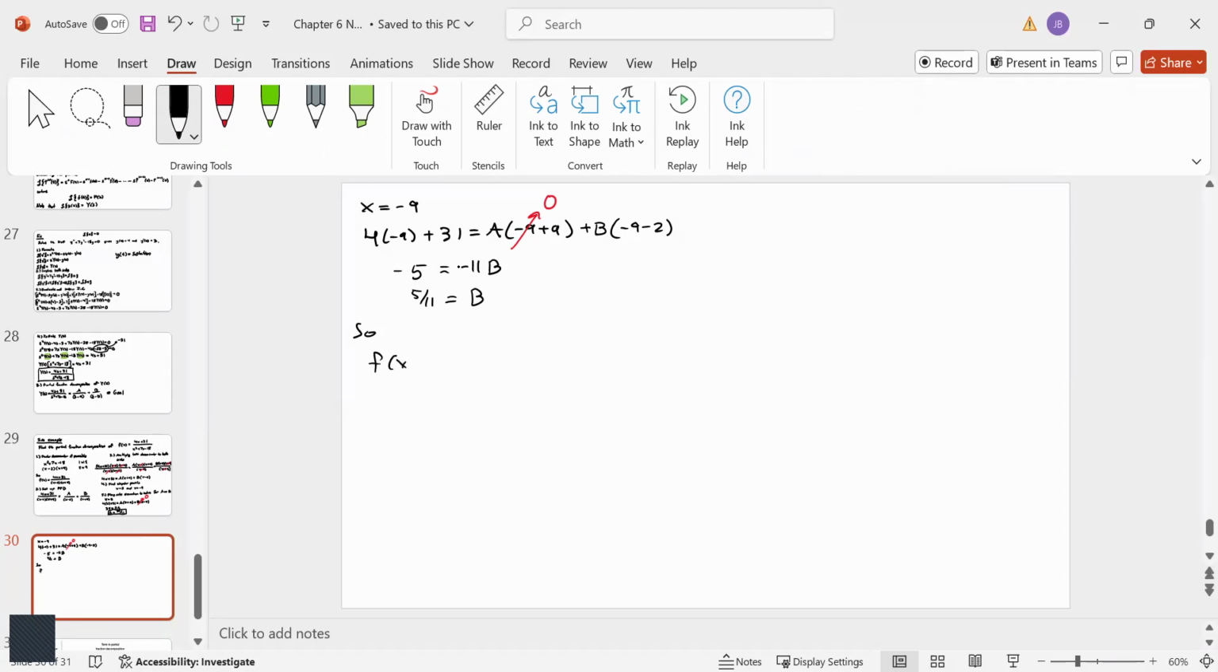So f of x is equal to 39 over 11 divided by x minus 2. I want to make sure that's correct. And then plus 5 over 11 over x plus 9. I always tell students don't manipulate the fractions or anything, just leave them in the numerator. You'll have to factor them out anyways. Okay? So that's the whole process of partial fraction decomposition using a method called the cover-up method.